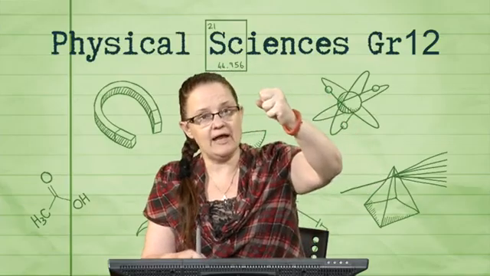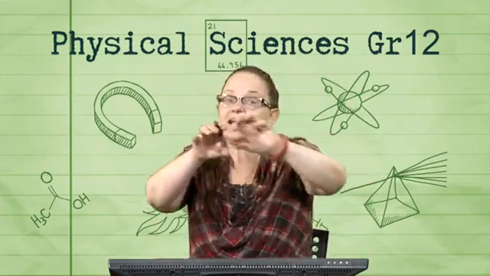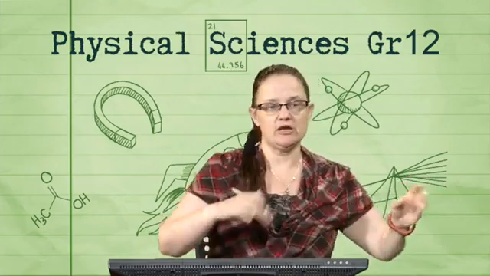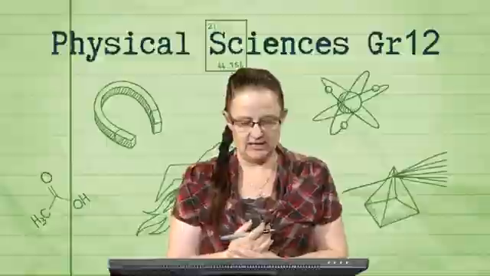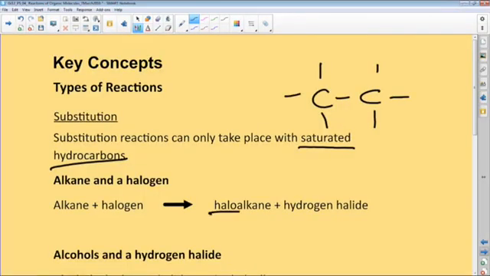We're taking one hydrogen off, or we're taking one atom or group of atoms off, and we're substituting another group. So we're changing the functional group. When we add an alkane and a halogen together, we'll end up with a haloalkane and a hydrogen halide. Substitution gives me 2 products. Addition only gives me 1.